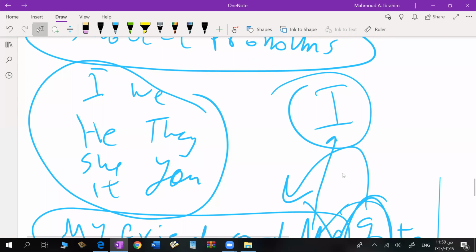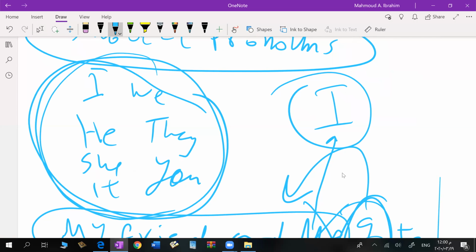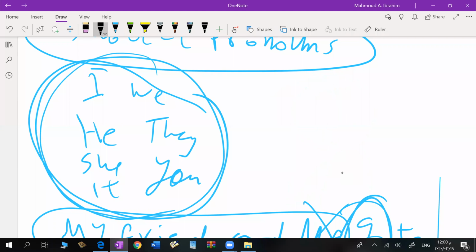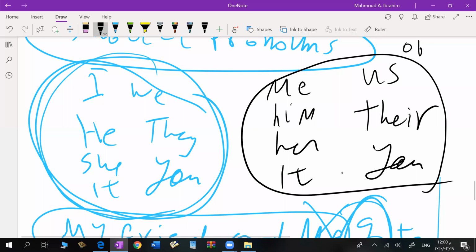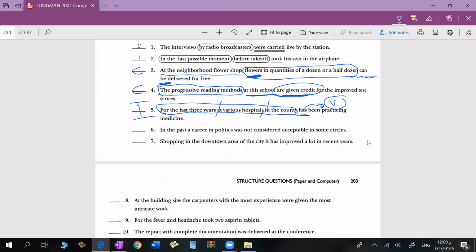So if it's before the verb, you use one of these pronouns. If it's after the verb, you use object pronouns, which are, for example, me, him, her, it, us, them, and you. These are the object pronouns. So before the verb, use these ones. After the verb, use those ones. Is this point clear? Yes. Okay. Why again? Because English is a word order language.